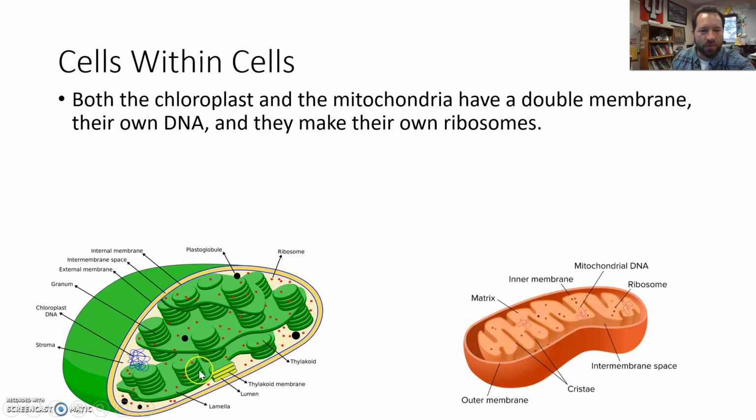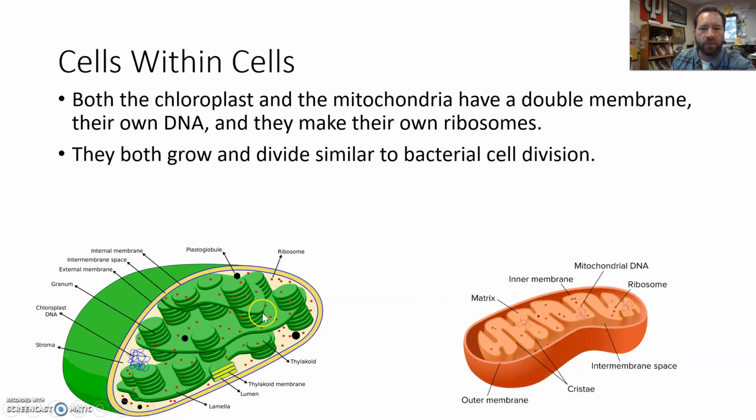Taking a quick look at something we did in the last chapter, both the mitochondria and the chloroplasts have a double membrane. So we talked about that, inner membrane and outer membrane. They both have their own DNA. So here's some chloroplastal DNA. Here's some mitochondrial DNA. And they both make their own ribosomes. So their ribosomes are independent of the ribosomes that the cell makes. They kind of make their own proteins.